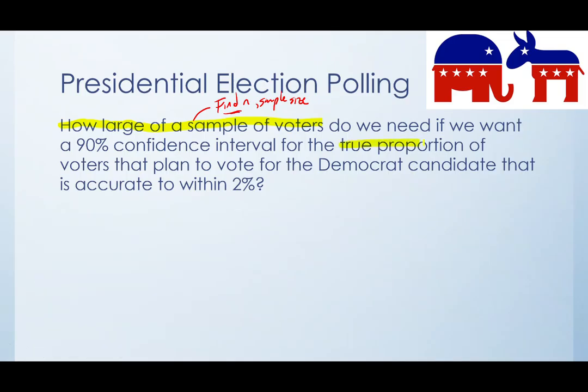Well, first off, we're looking for proportion, right? We want 90% confidence, and we want it accurate to within 2%. So those give us some information, right? 90% confidence means we're going to use, for proportions, a z-score of 1.645, right? The "to within 2%" is telling us the margin of error, right? So 2%, remember to put that as a decimal.